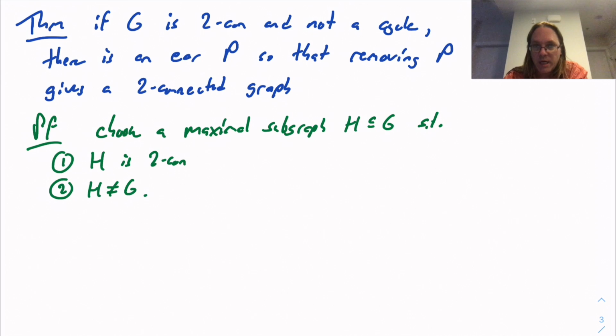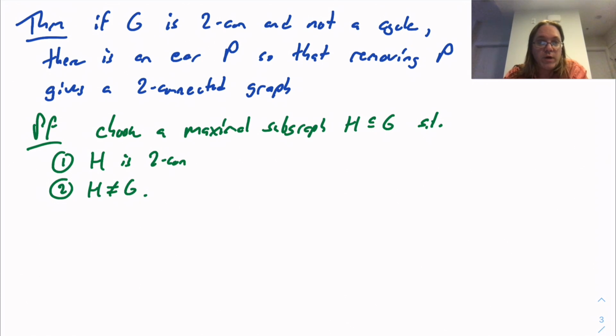We know that because G is a two connected graph, if I give you any two vertices of the graph G, there will be a cycle containing them. That cannot be the whole graph, right? By assumption, our graph G is not a cycle in and of itself. So a cycle is going to be a two connected graph. A cycle contained in G is a two connected graph that is not the whole graph. And that means there's at least one subgraph H of G satisfying properties 1 and 2, and therefore it's perfectly valid to choose a maximal one. Right? So that's where we are.